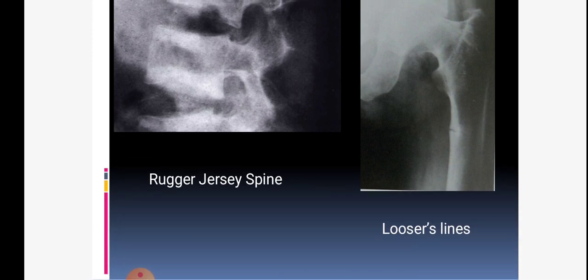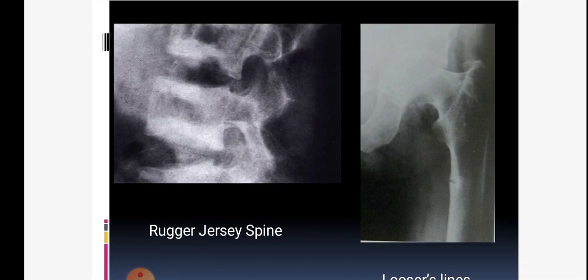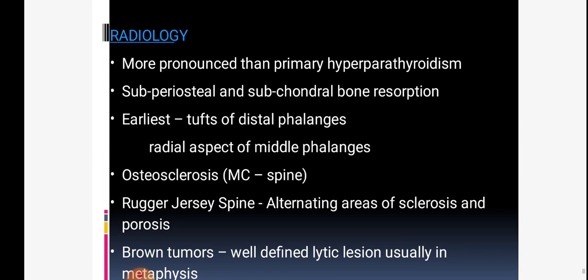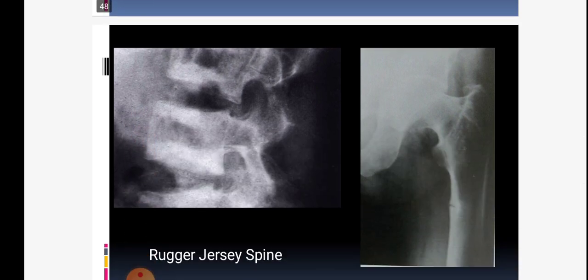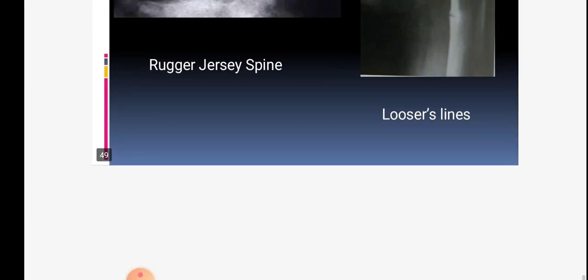The Looser's lines. So viva question. They can ask you what is Rugger Jersey spine, where you see it. So you should be aware of that: alternating areas of sclerosis and porosis.